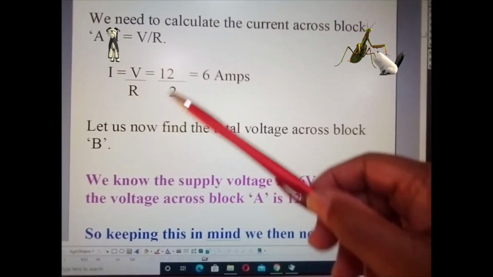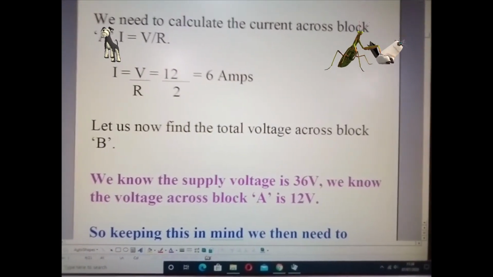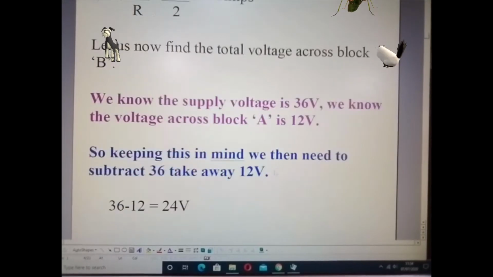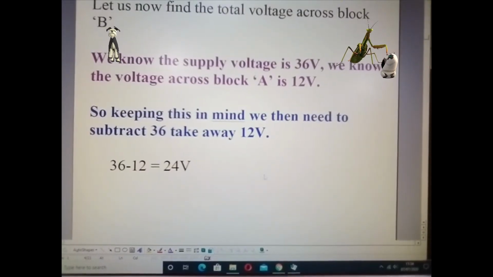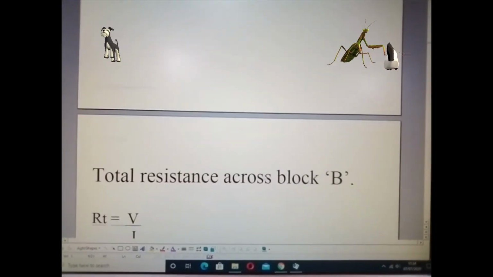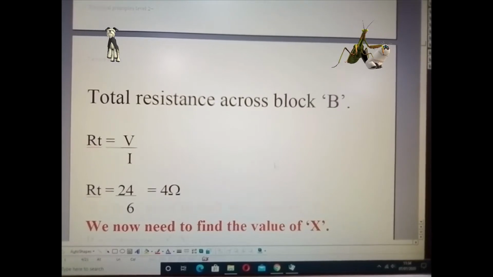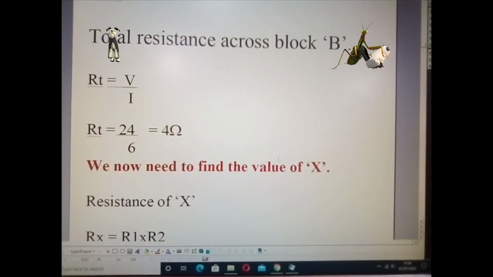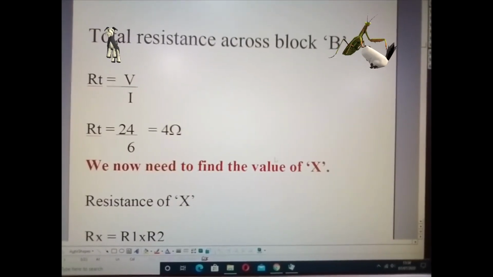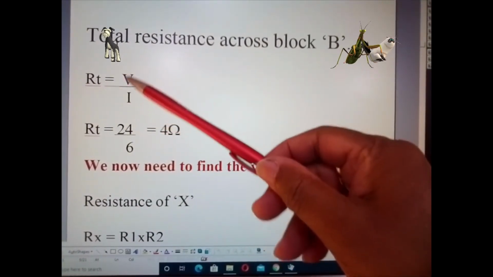So here we have 6 amps across block A. Let us now find the total voltage across block B. And we know the voltage across block B is 24 volts. Total resistance across block B, RT equals V over I. So we know it's 24 volts over I. So we know RT, we need to find V over I.